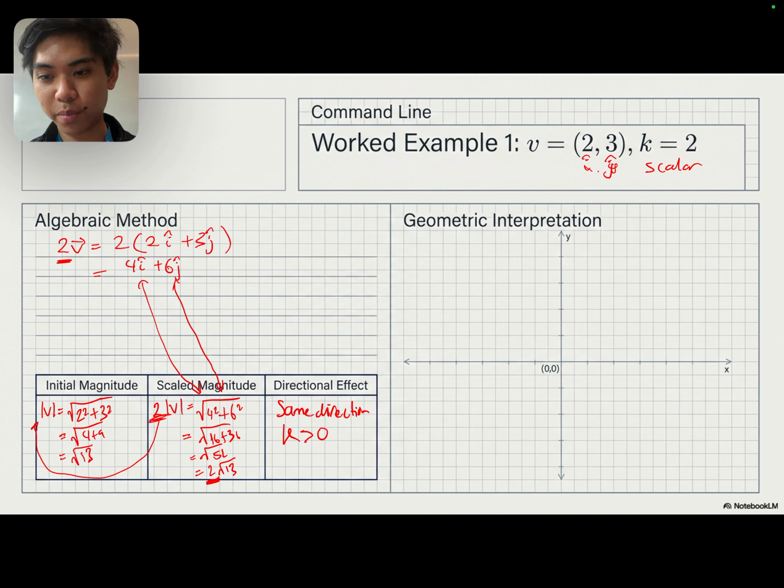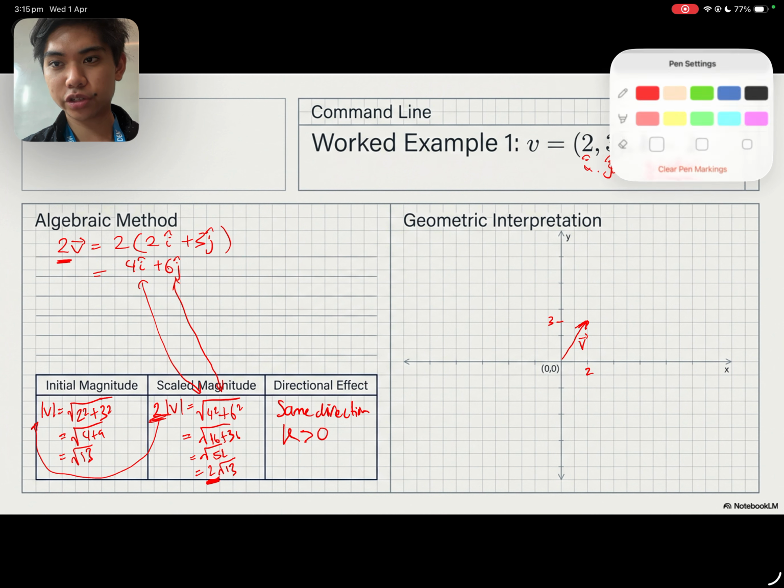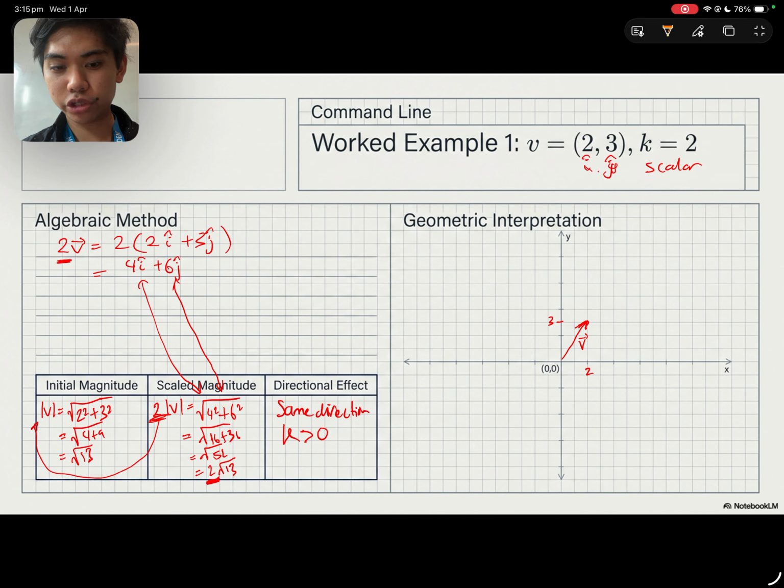Okay, so in terms of geometric interpretation, we have 2, 3. So this would be our vector, our initial vector, and I'm drawing an arrow towards there. Now our new vector, which I'll draw in orange, is going to be 4, 6. So that's going to be 4, that's 6. So if I draw that vector, you can see that it's essentially double the length, same direction, and that is going to be our answer there. All right.